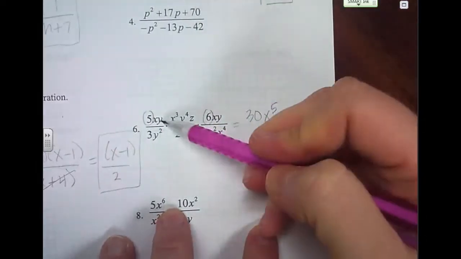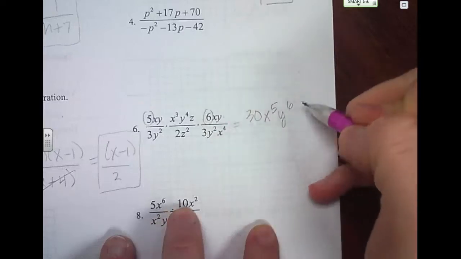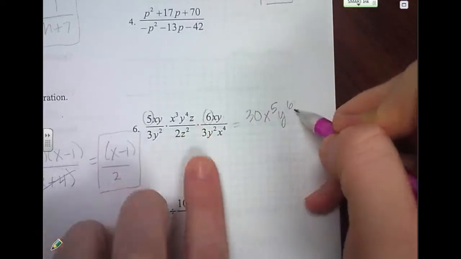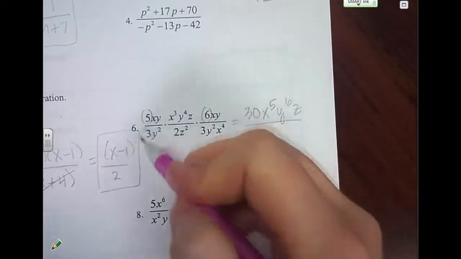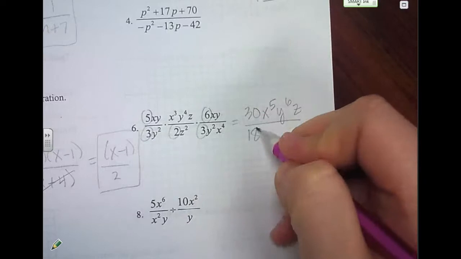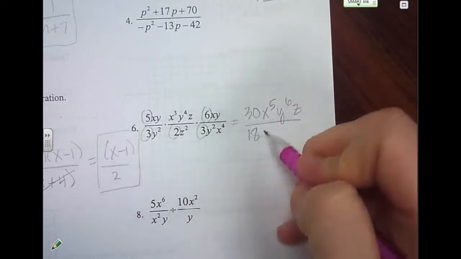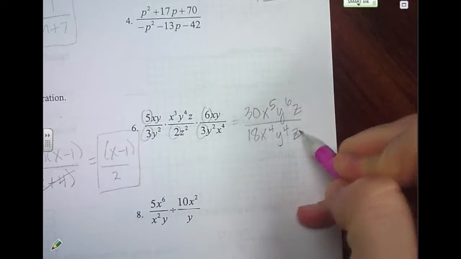Then I have 1 y plus 4 y's plus another 1. I have 6 y's, and then I have 1 z. Divided by, on the bottom, 3 times 2 is 6, times 3 is 18. We have a total of 4 x's, 4 y's, and 2 z's.